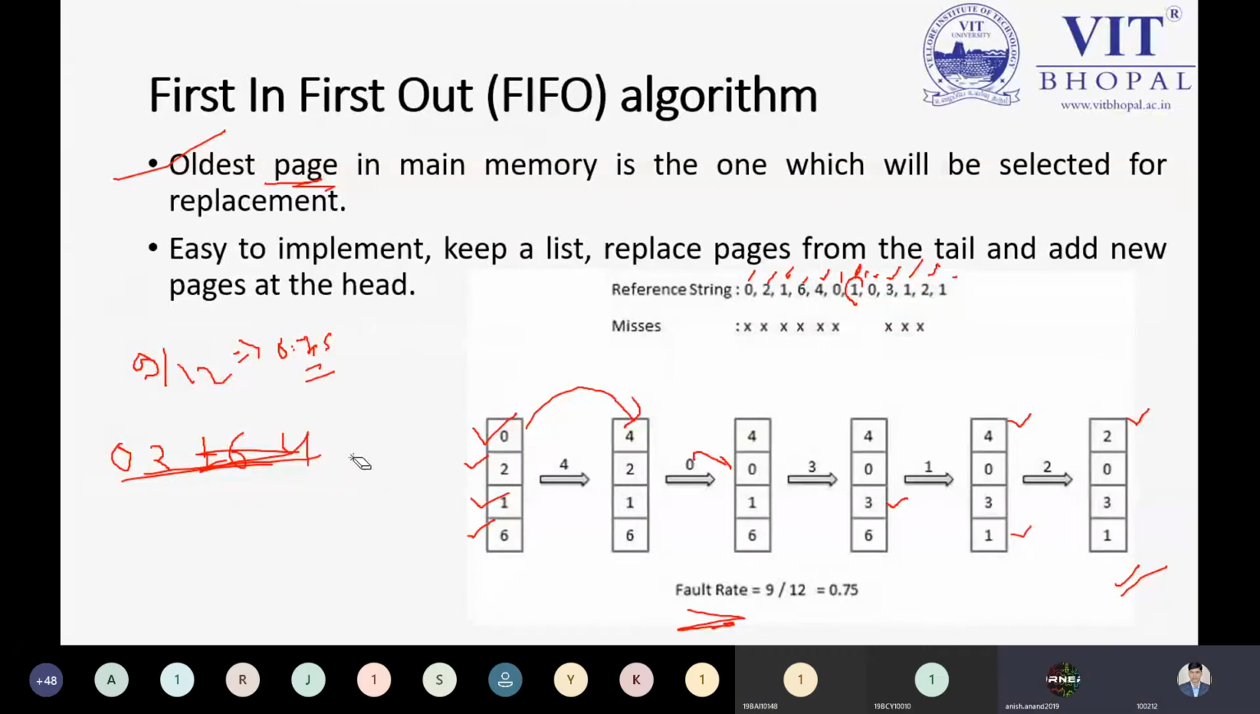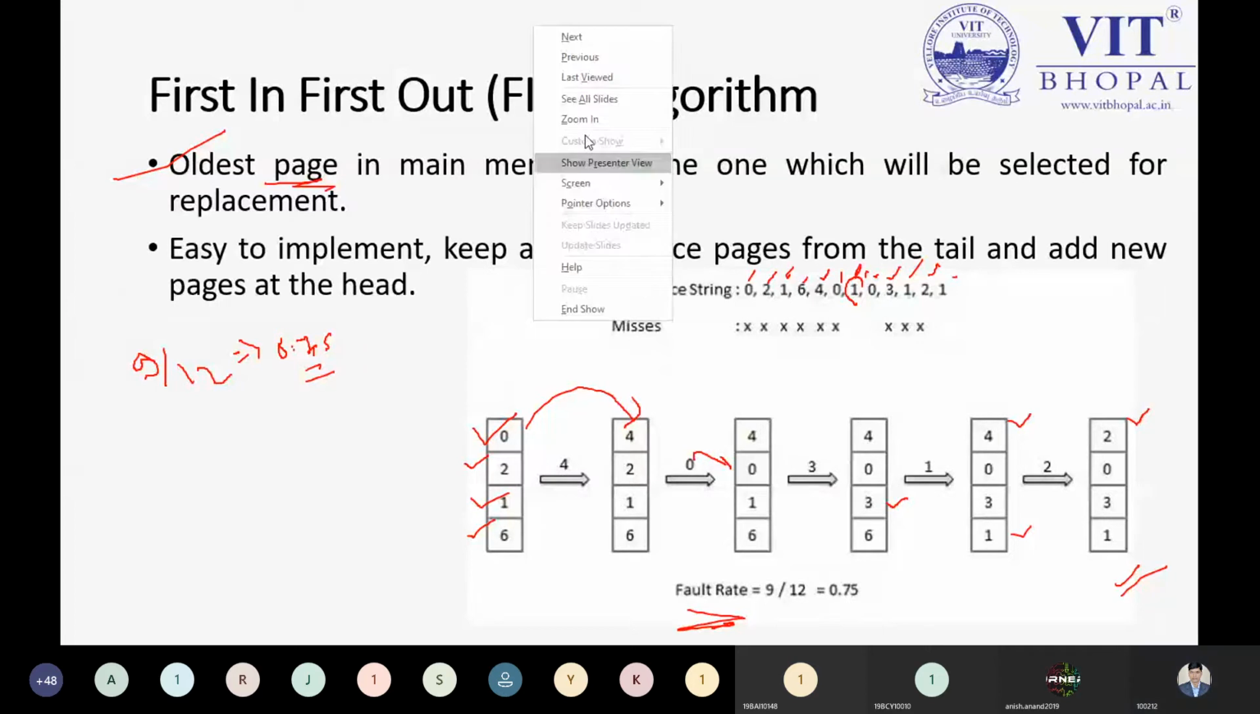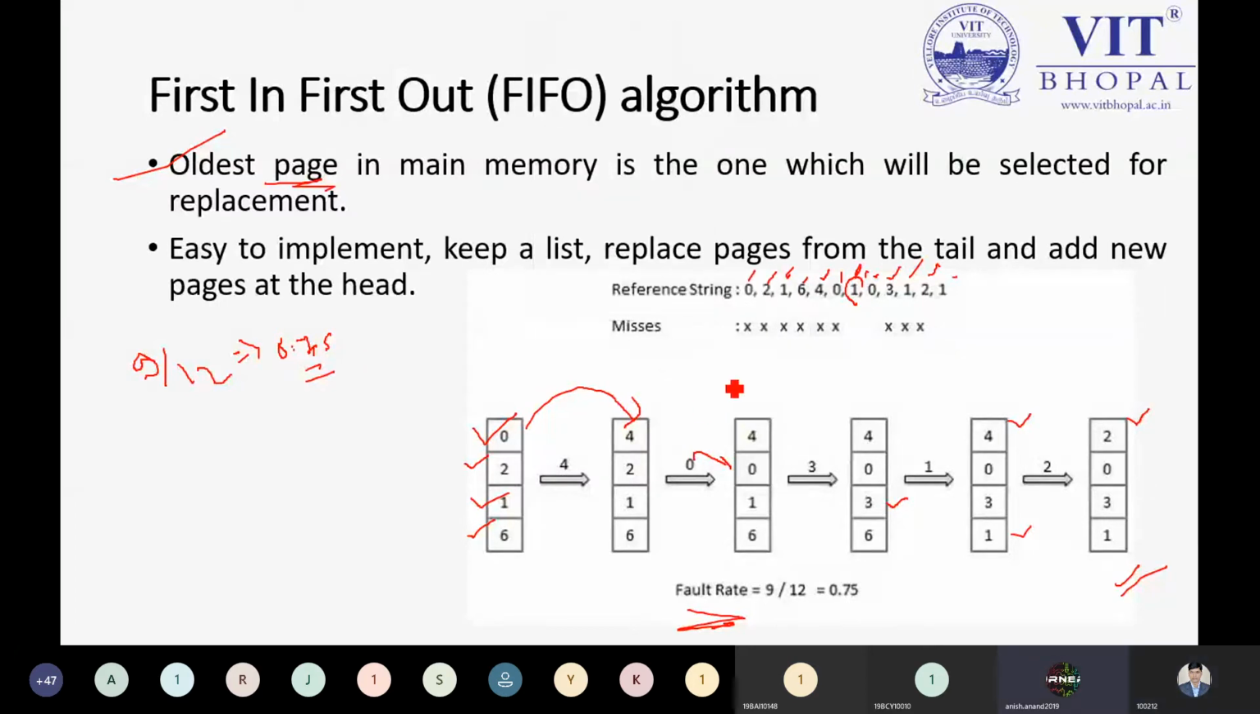How are we getting the 9 divided by 12? That's the point I'm asking. Fault rate, sir. There are 9 faults, sir, and the total number of pages is 12, sir. Like miss plus hit value is 12. I agree with this point. Total number of pages coming in the form of the reference string is 12. I agree with this point, but how are we getting the 9? This is the point I'm saying.